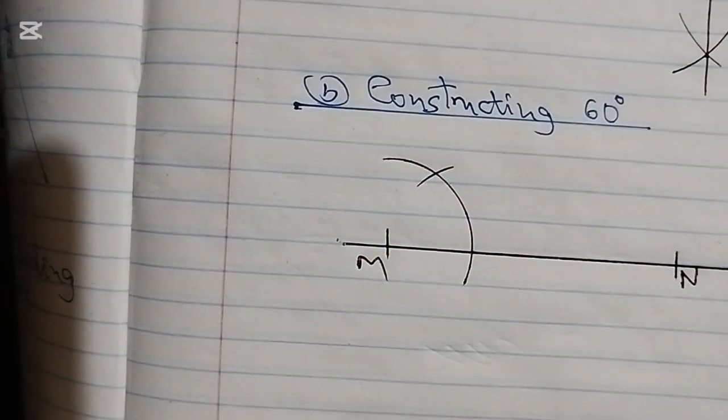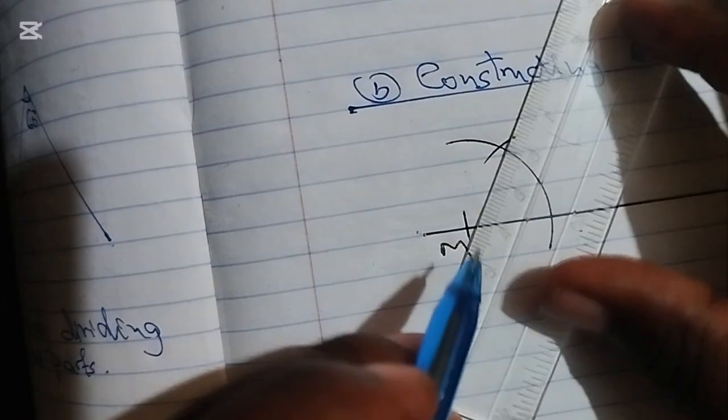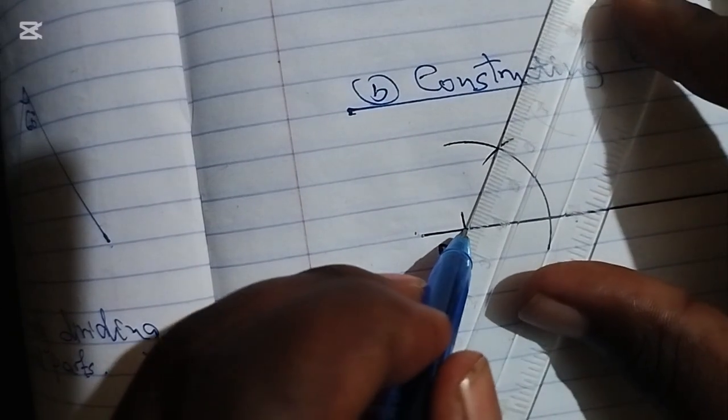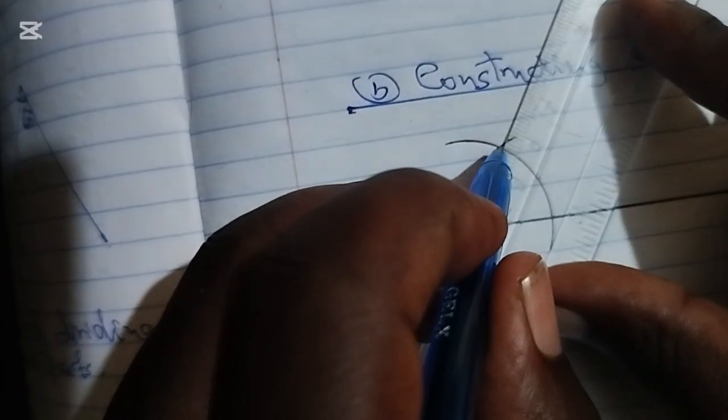Then after that, I'm free now to join M to the point where the two arcs have cut each other. I'm free now to join like this.